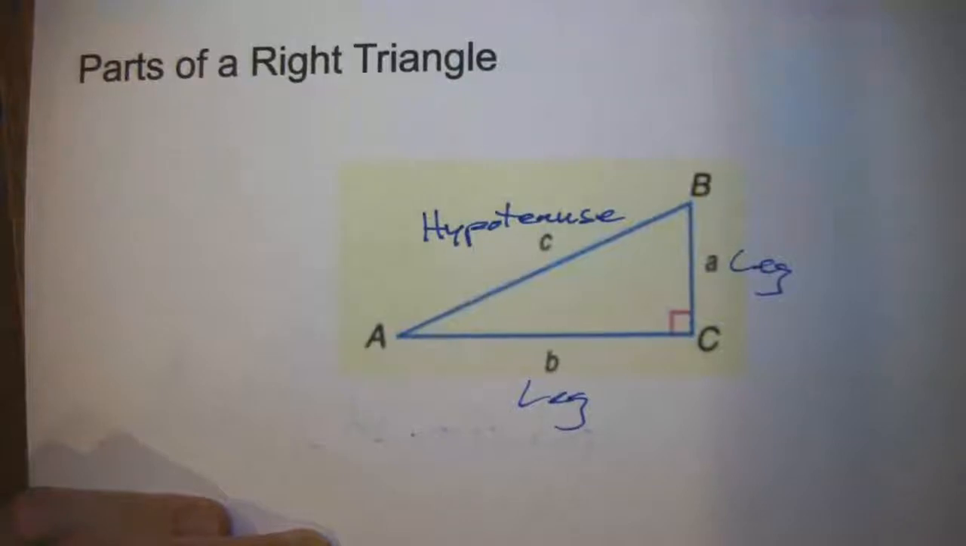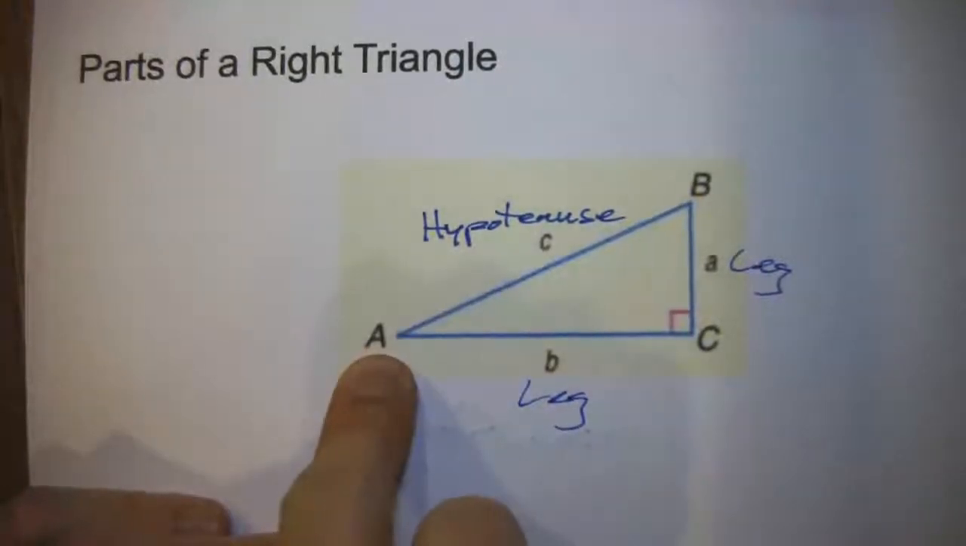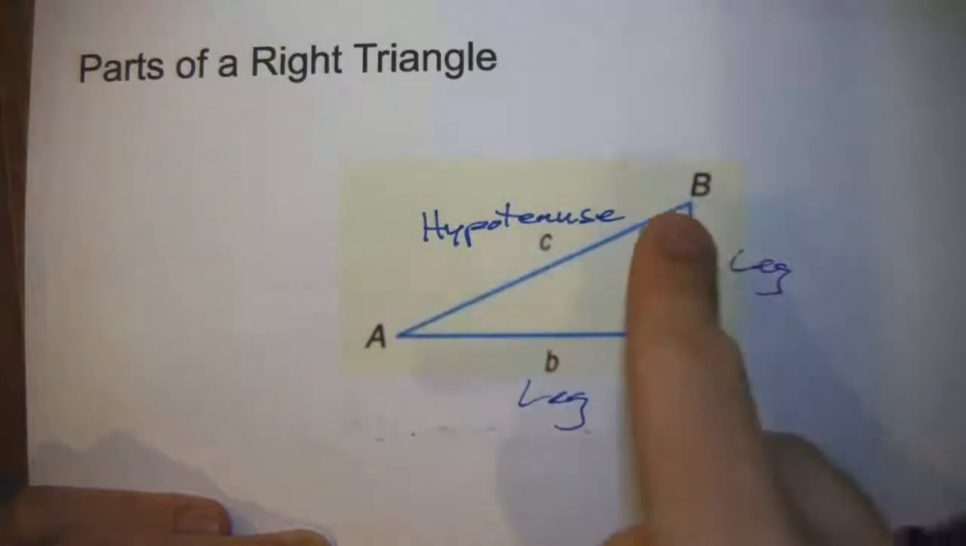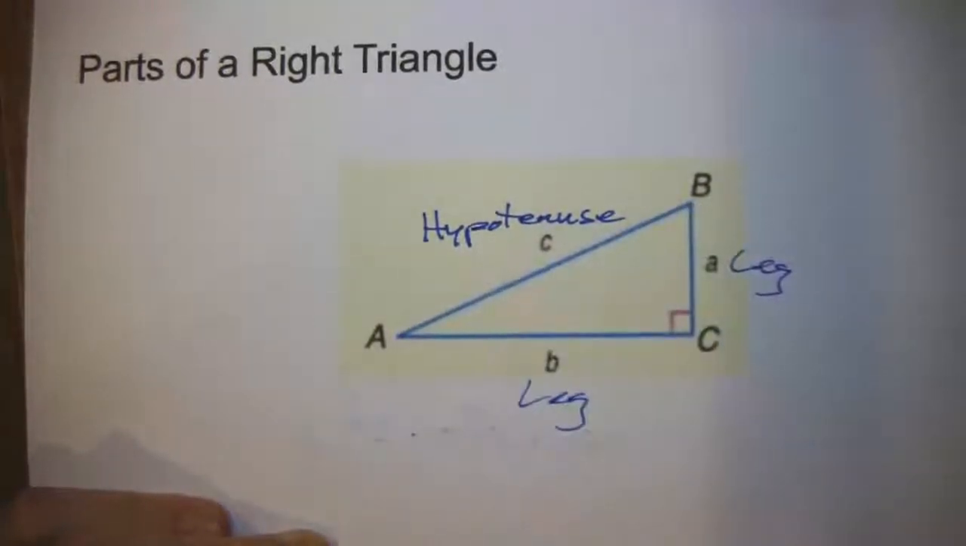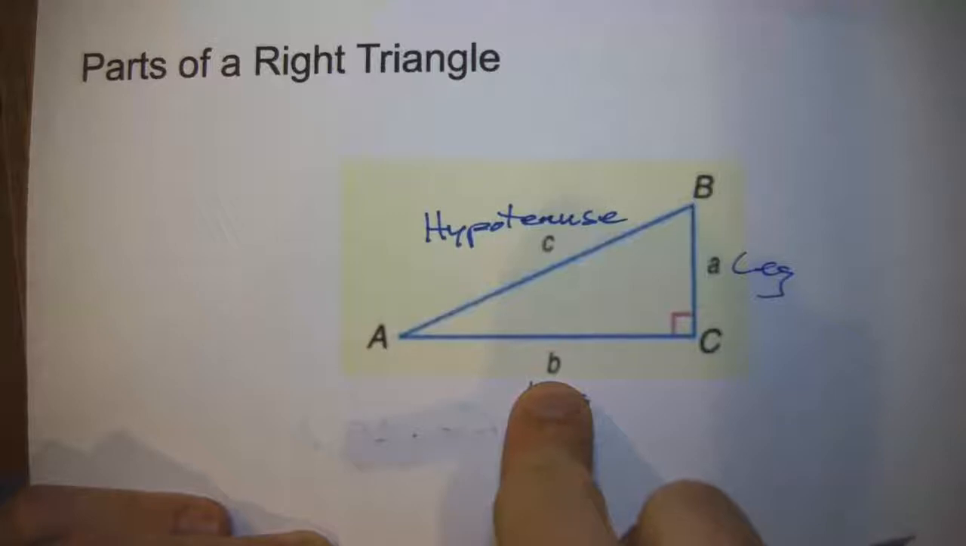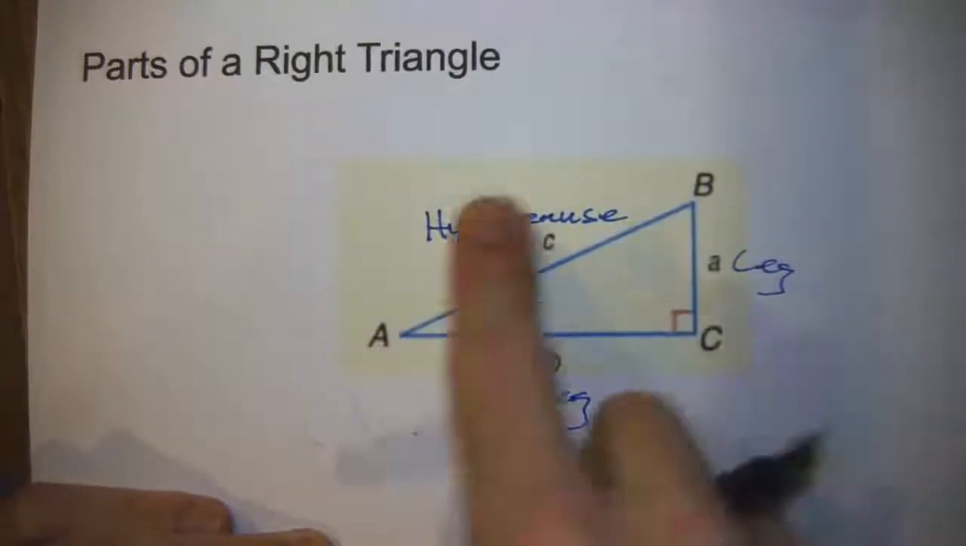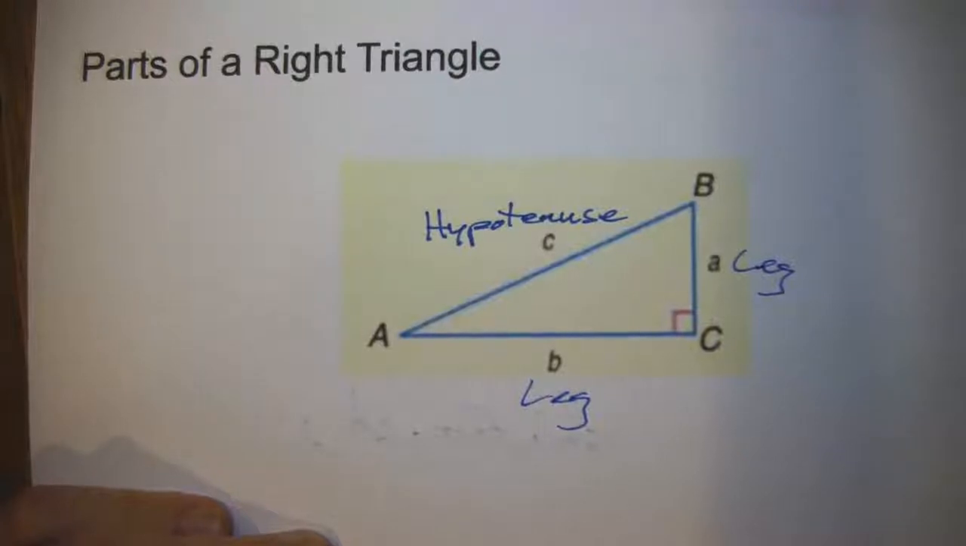Typically, when we're naming sides and angles, if this is angle A, for example, then the side opposite it would be side A, and so on and so forth. So angle B was side B, and so on. Sides A and B, as I mentioned, are legs. C, of course, is the hypotenuse. And it's this sort of setup that gets us ready for the Pythagorean theorem, which is as follows.